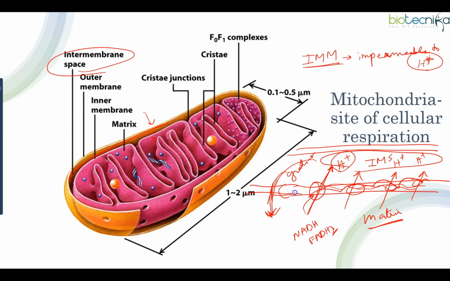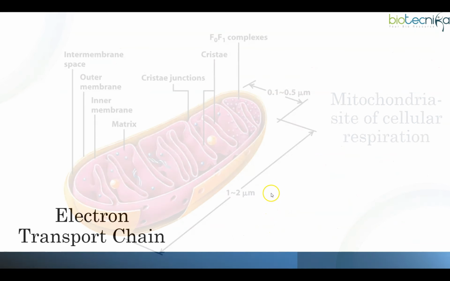That is why H+ comes through something called the F0F1 particle, which is the ATP synthase. This enzyme complex has a proton channel. So when the H+ ions come to the other side, they will generate ATP molecules. How? I will be showing you shortly.